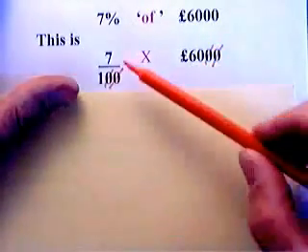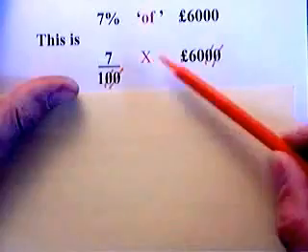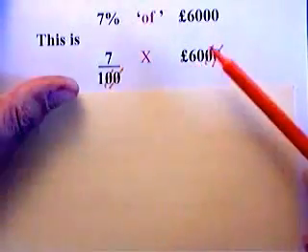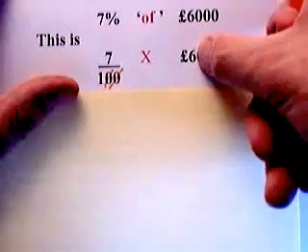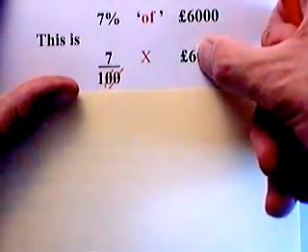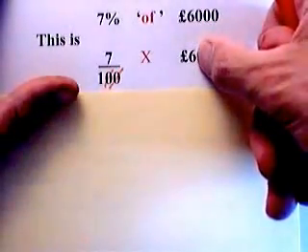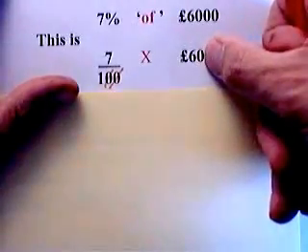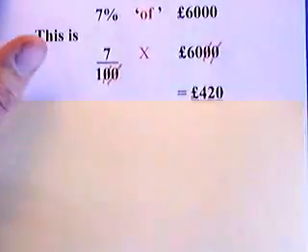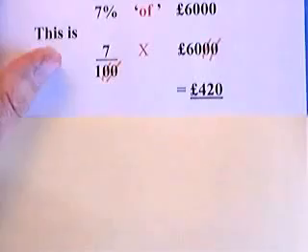So I now have the calculation 7 times 60. Well, I can cover up the 0 on the 60, and I've got 7 times 6. Well, 7 times 6 is 42. Put the 0 back onto 42 and you get 420, and that is exactly the answer.